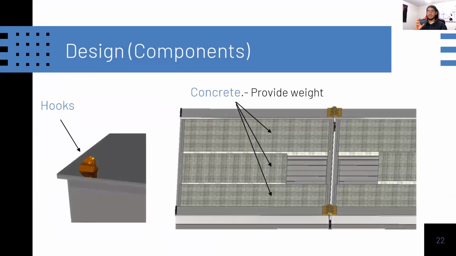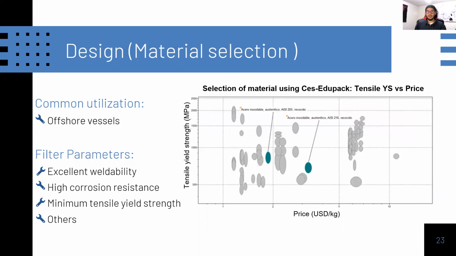We simulate the chosen configuration varying the weight of the plates to find the minimum required weight that the compensation system has to have in order to not lose tension in the cables, because it could produce a whip effect resulting in severe damage to the system. And finally, lifting hooks. The material selection for the beams, the springs, and the hinges was made considering the saltwater tested pack, where we can filter by common utilization of the material, in this case, offshore vessels, and different parameters such as excellent weldability, high corrosion resistance, minimum tensile yield strength, among others.